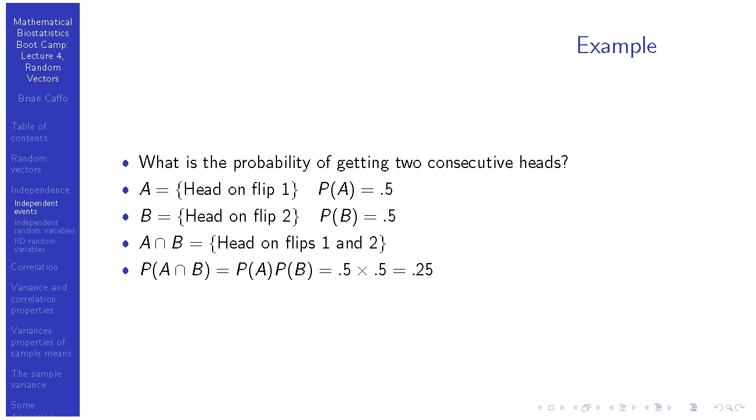Well, that is just an exact execution of the independence rule. Let A be the event that you get a head on flip 1, and B be the event that you get a head on flip 2. Then what you're saying is you want the probability of the intersection, a head on flip 1 and 2. The probability of that intersection is exactly the product of the probabilities via independence: the probability of A times the probability of B. So 0.5 times 0.5, which is 0.25, or a quarter.